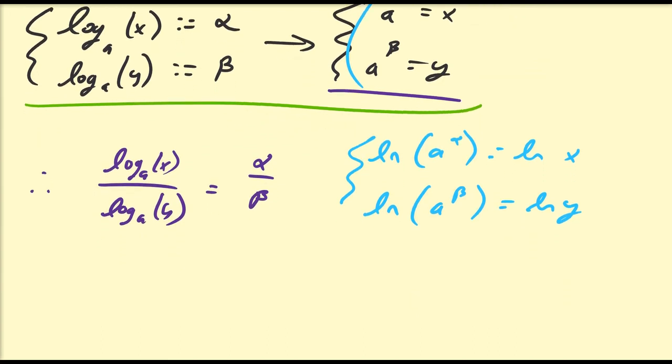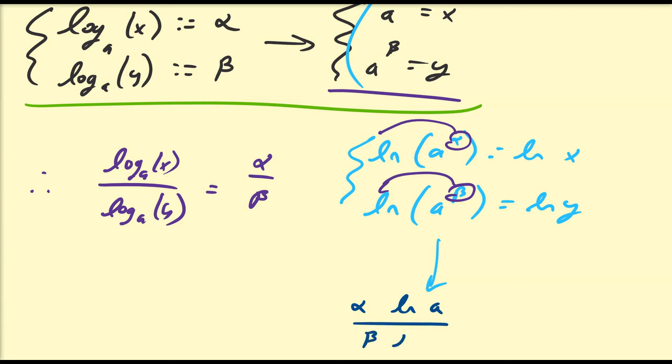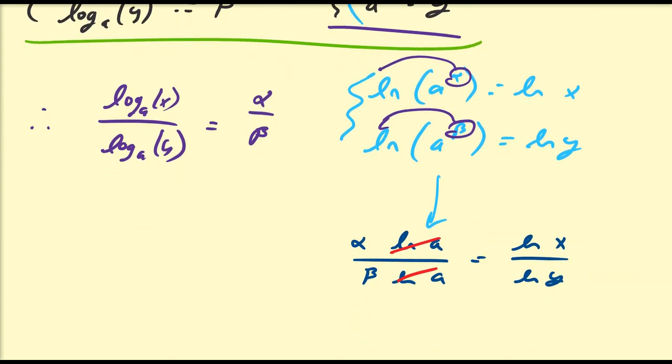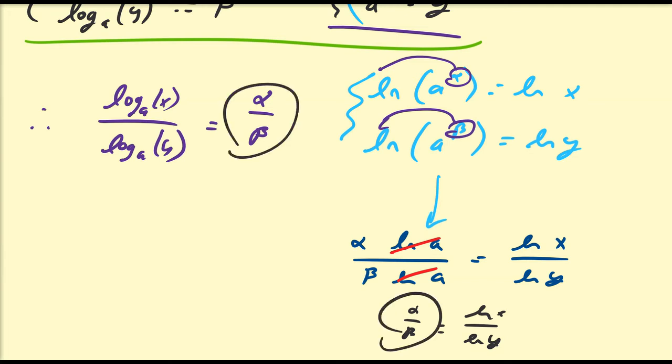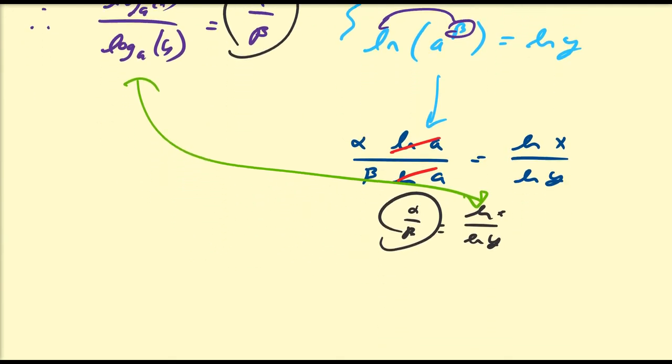Using our power rule for exponents, I can bring these exponents down in front of the logarithm. That gives me alpha natural log of a over beta natural log of a, equal to the natural log of x over the natural log of y. Now notice a is an arbitrary number, so these two things cancel. Therefore alpha over beta is equal to the natural log of x over the natural log of y. Notice I have not changed the definitions of alpha and beta, so these expressions are precisely the same, which means their other sides are also the same.